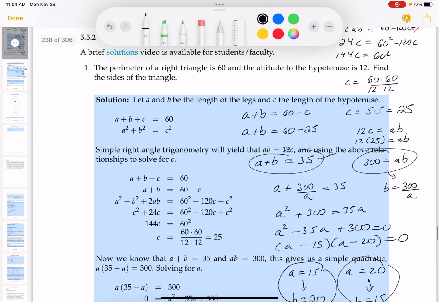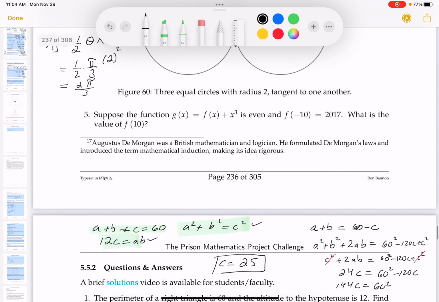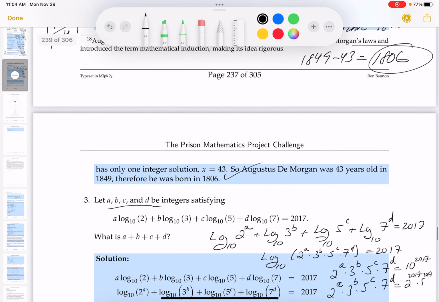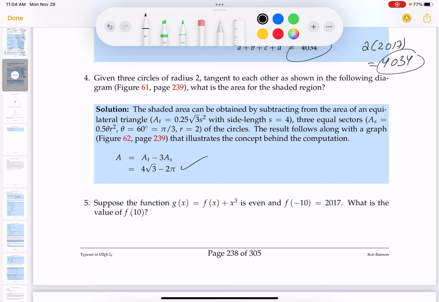So what I want to do now, I'm going to go back to the blue area. You know, I don't have enough room. I will go to the blue area. So let's go to number 5 now. I think I've done all the questions. I have not done number 5. So it says, suppose the function is even. I want to tell you what even means to me. Even means that g of x is identical to g of minus x.